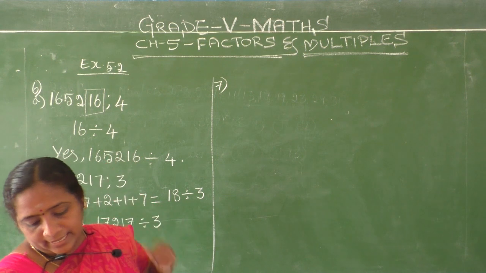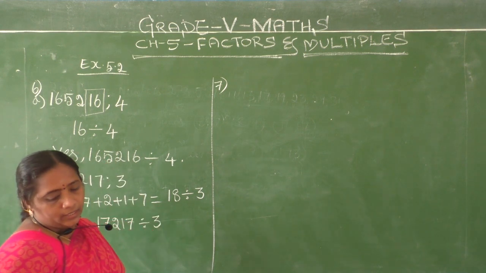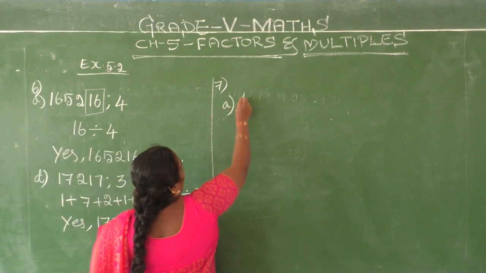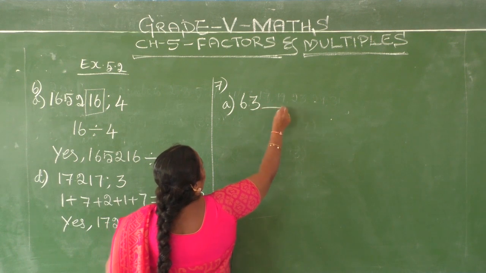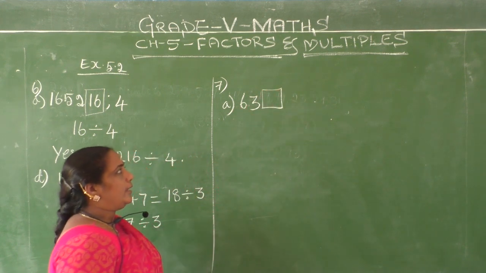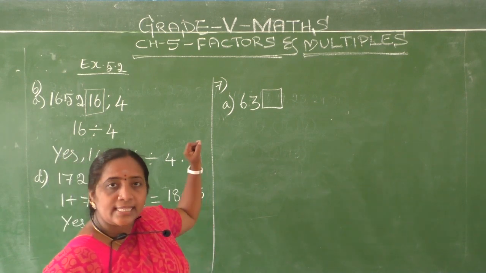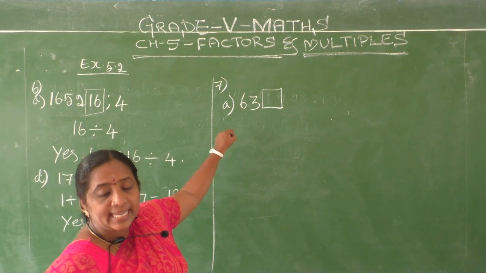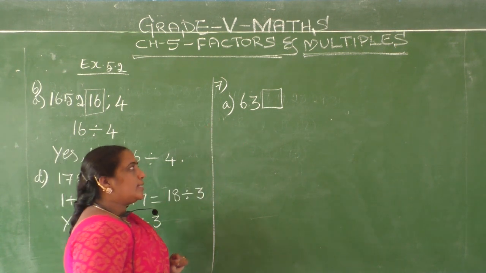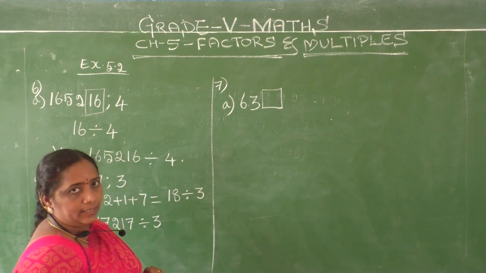Fill in the smallest digit to make these numbers divisible by 3. They gave a number, first one A1, they gave 63. The next number they didn't give, we only find and write. What is the rule to be divisible by 3? The sum of the digits will be divisible by 3.